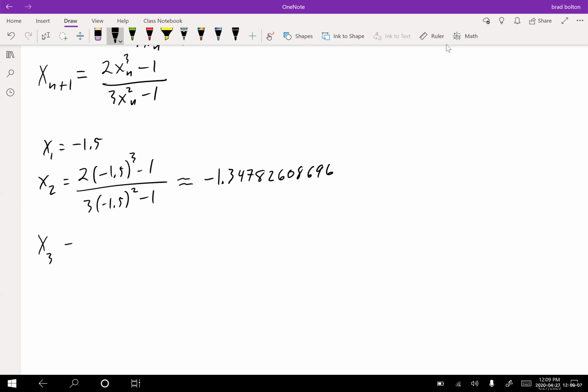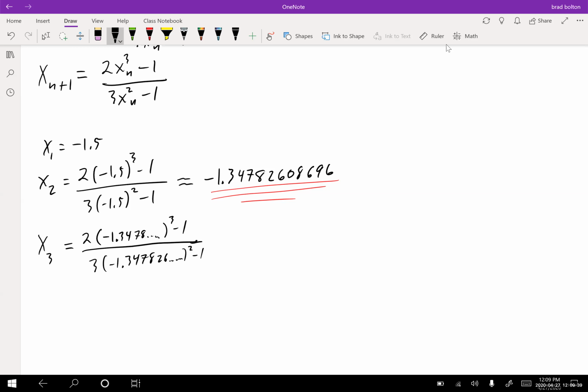So if I want to find x sub 3, I have to now take this value. I take this value, and that is what I plug into my x sub n. So now we're going to go 2 times x sub 2, and I'm just going to write x sub 2 so we don't have to write it out. Well, you know what? I'll do it for the first one, so you guys could just use it on your calculator. 4, 7, 8, blah blah blah, cubed minus 1 all over 3 times negative 1.347826 blah blah blah squared minus 1.